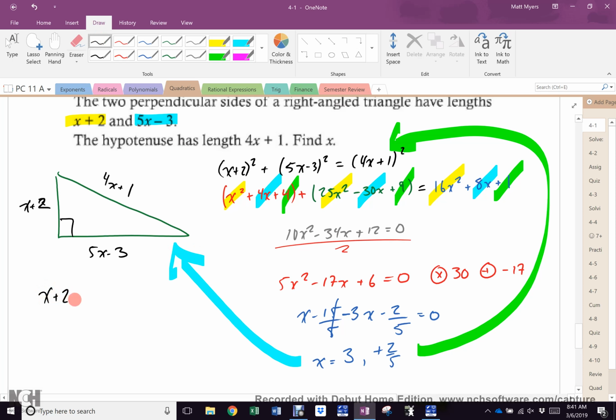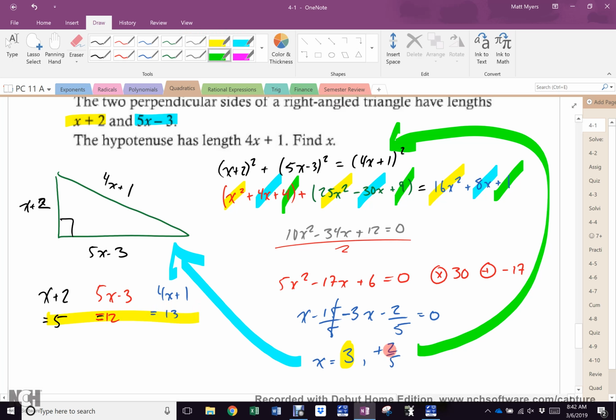Because x plus 2, 5x minus 3, and 4x plus 1 all have x's in them, don't they? So if I am going to check this one, what does this equal? 5. What does it equal here? And what does it equal here? 13. Does it work? Okay.